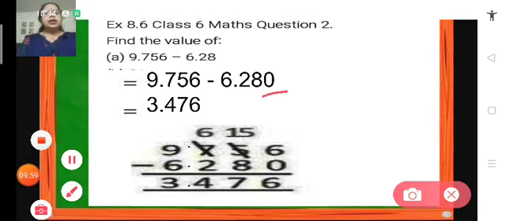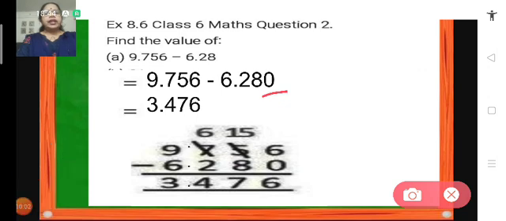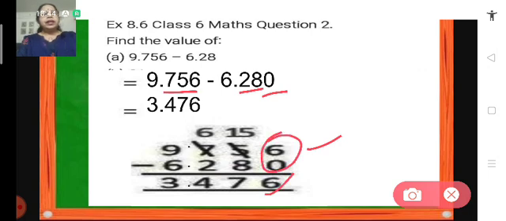So, we add 0 to this number 6.28, we make it 6.280. Now we have both the decimals as like decimals. Now we can subtract easily. We write them in columns according to the place value. Start subtraction from the extreme right, that means from the thousandths place here. So 6 minus 0, we have 6. Then we move on to the hundredths place. Here we have 5. So we borrow 1 from tenths and it becomes 15. 15 minus 8, we get 7.